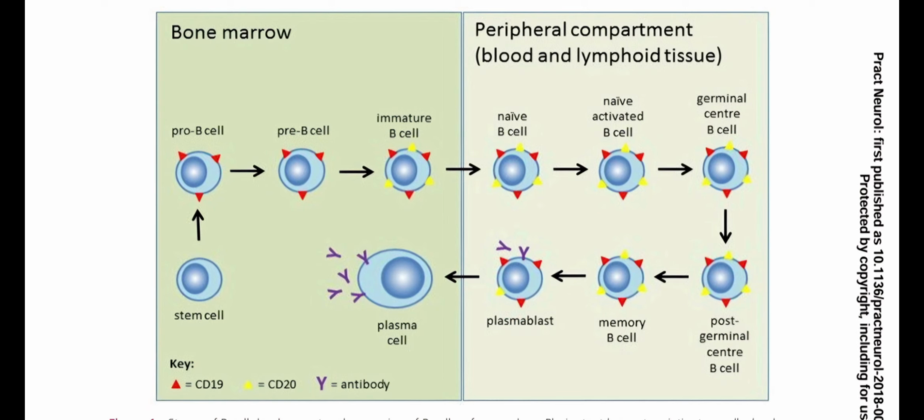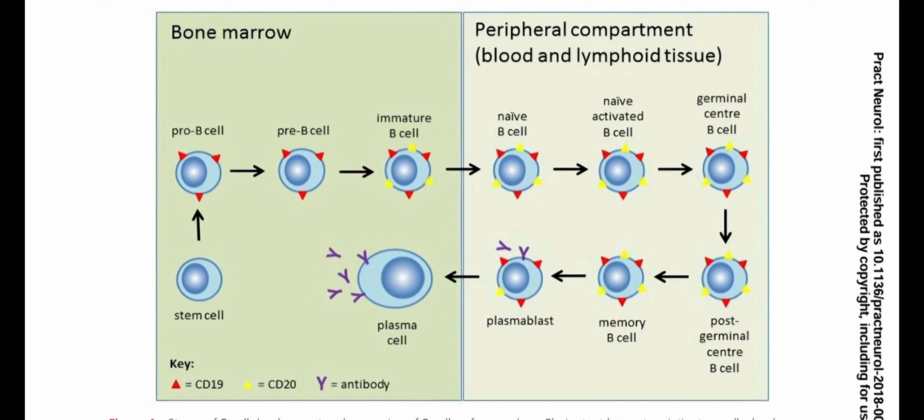Plasma cells are terminally differentiated B cells that produce large amounts of antibodies and primarily reside in the bone marrow and lymphoid tissue. Most plasma cells don't express CD20 and may lose CD19 expression as they fully mature. This pattern of marker expression has important therapeutic implications.